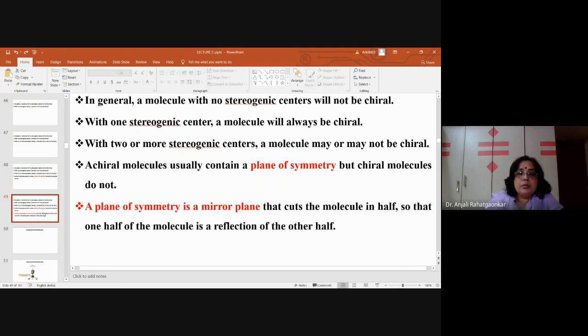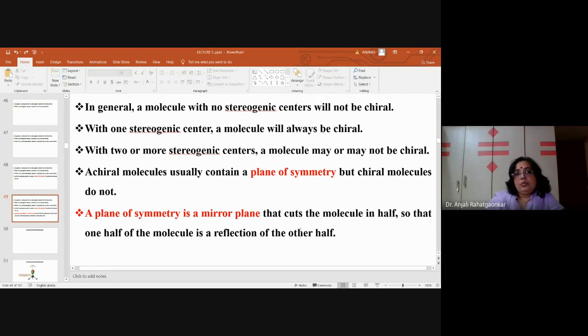And the last one, a plane of symmetry is a mirror plane that cuts the molecule in half so that half of the molecule is the reflection of the other half. All right. So you can take a screenshot of this slide because this is a very important aspect of the chirality and the achirality.